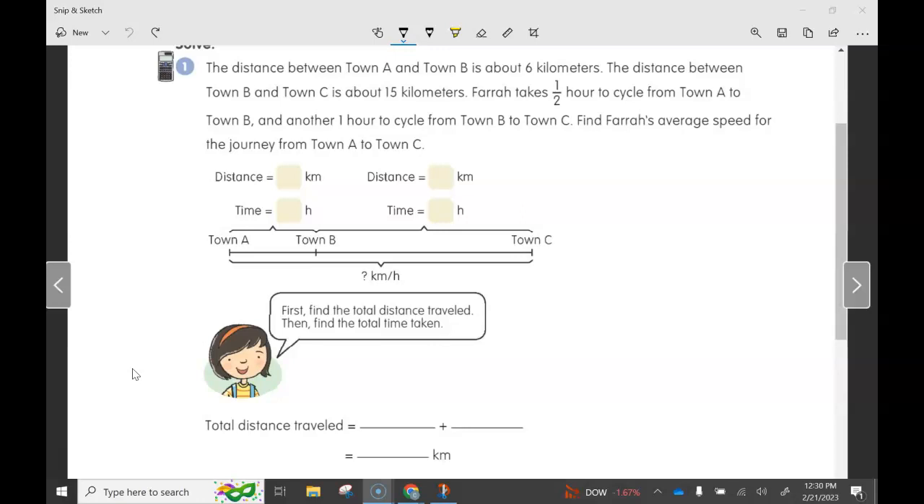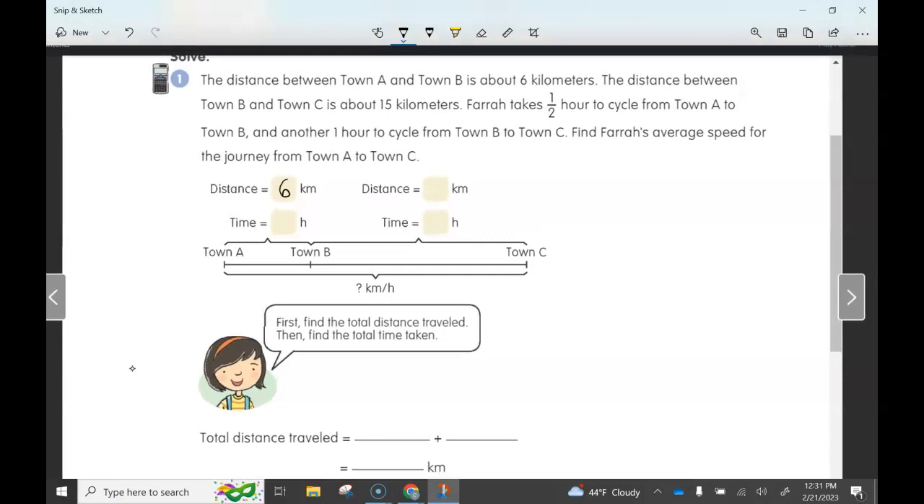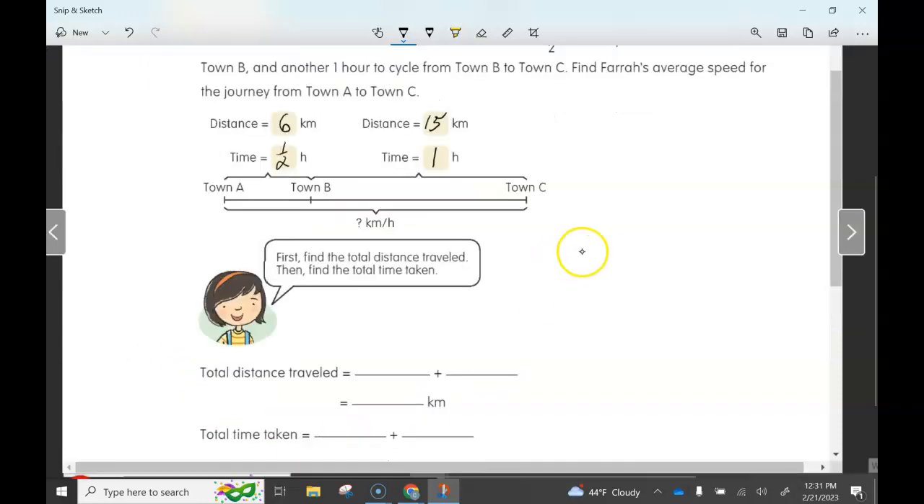So we need to figure a couple things out. First of all, we have to think about the distance. Just remember, in order to find the average speed, we need to take the total distance traveled divided by total time taken. So we have to figure out the total distance traveled. You can see town A to town B, 6 kilometers here. And then the time, 1/2 of an hour. Also, town B and C, 15 kilometers. 1/2 an hour from town A to town B, so 1/2 of an hour. And 1 hour to cycle from town B to town C, so 1 hour there. All right, so we have distance for both, time for both.